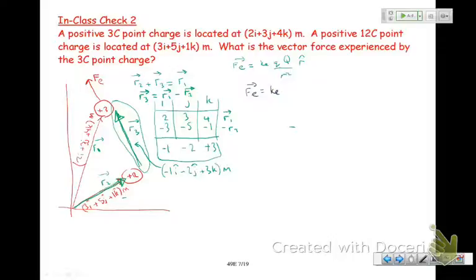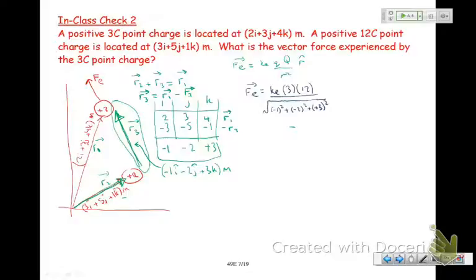And what was my little charge? My little charge is 3. Again, I don't worry about the sign of it. The big charge is 12. Don't worry about the sign of it. Now, I want the separation between these two, which is the magnitude of R3. And the magnitude of R3 I get using good old Pythagoras. So it's going to be minus 1 squared added to minus 2 squared added to plus 3 squared.